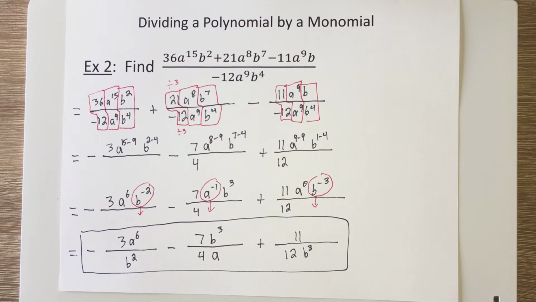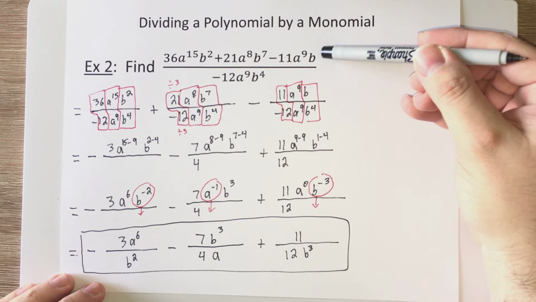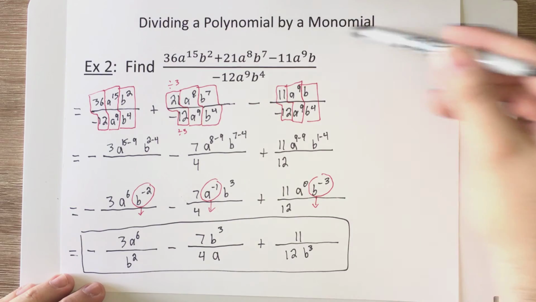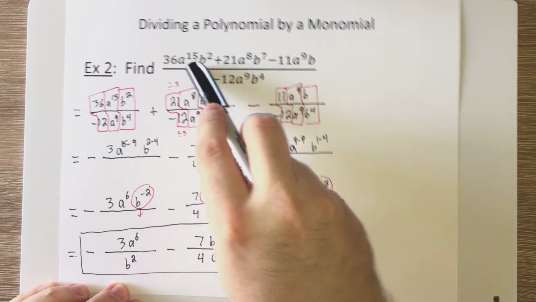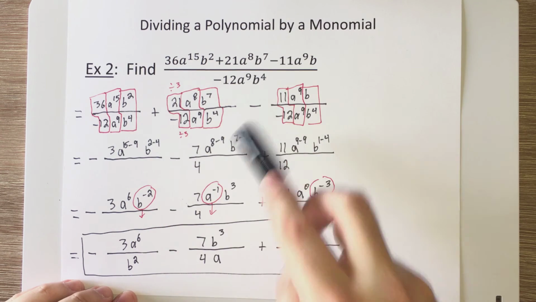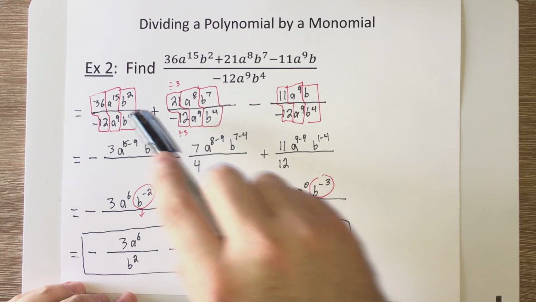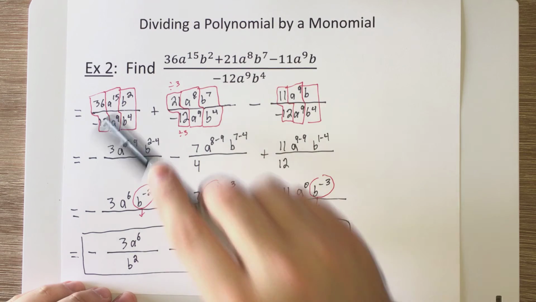Okay, so let me just summarize this dividing a polynomial by a monomial business. So when you're dividing by a monomial, so a polynomial on top, monomial on the bottom, what do you do? You put the monomial that's on the bottom underneath each term separately. When you do that, you get a bunch of fractions, in this case 3, in the last example 3, but in general it could be any number of fractions. So you get a bunch of different fractions where each one you're dividing monomials. How do you divide monomials?